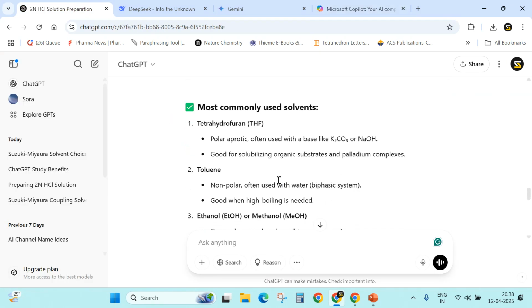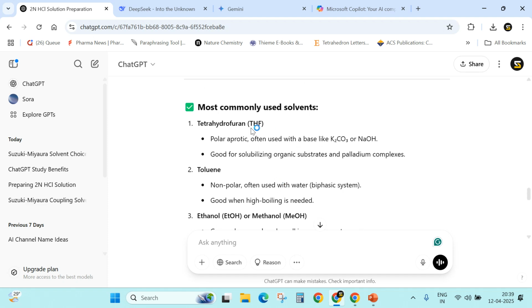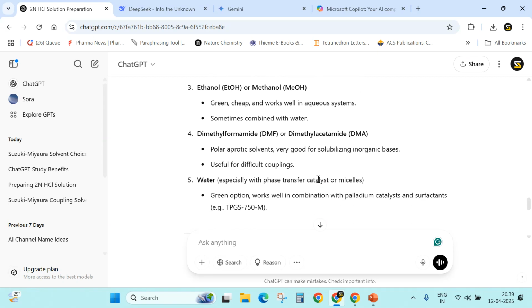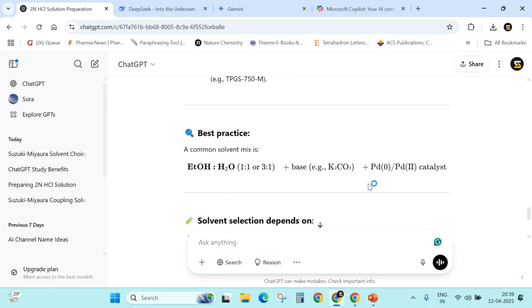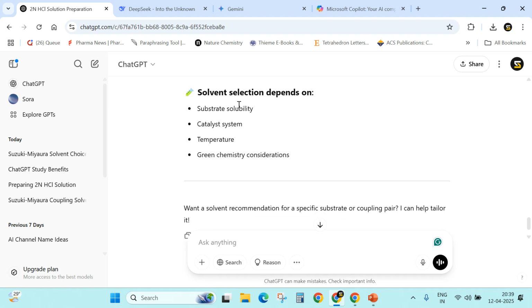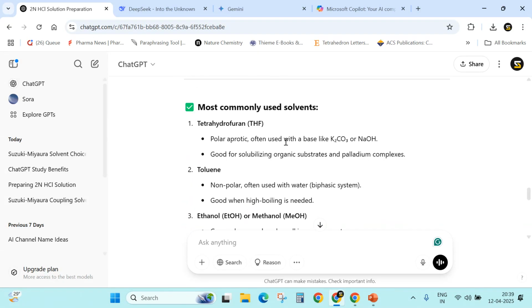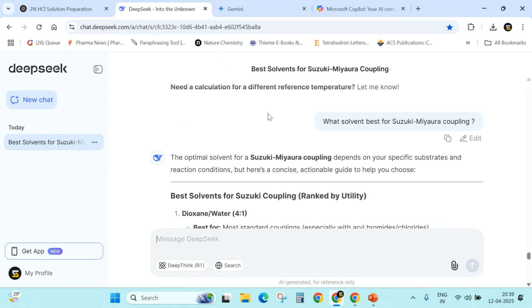This is the OpenAI result, that is ChatGPT. They suggested using THF, toluene, ethanol, DMF, and in some cases water. Sometimes you can use mixtures. Lastly they mention that solvent selection depends on substrate solubility, catalyst system, temperature, and green chemistry considerations. But if you see here, they did not mention the substrate, the catalyst, or the temperature. So we analyzed DeepSeek.